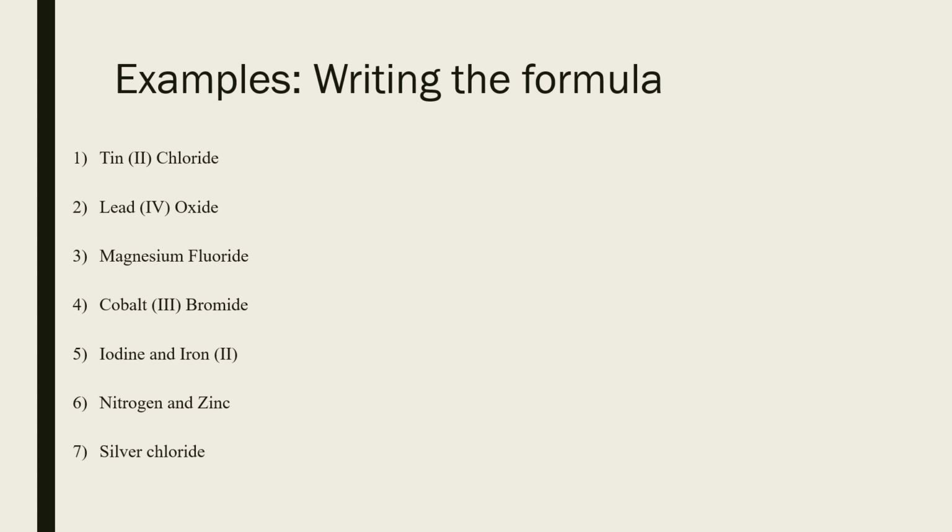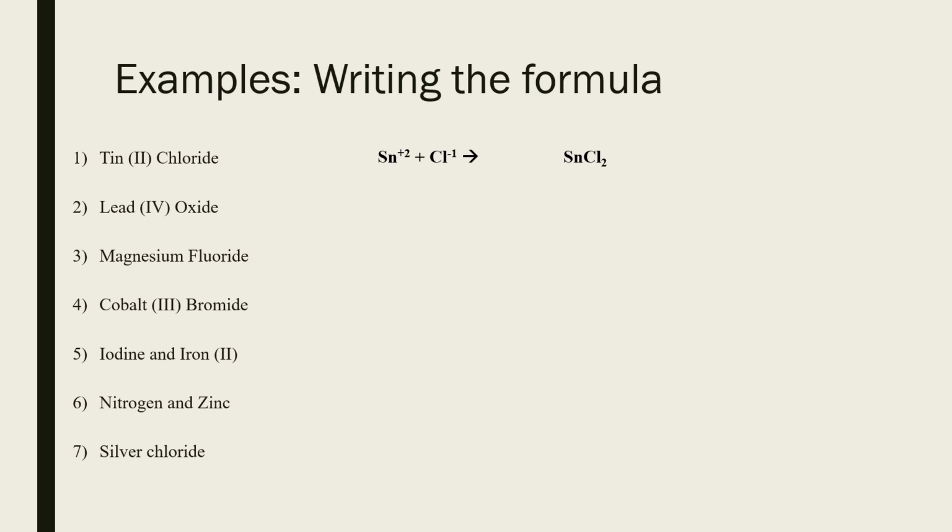So the first one we have is tin 2 chloride. The Roman numeral 2 represents the charge on tin. So that's why it's Sn plus 2. Chloride is still chlorine with a charge of -1, so that charge doesn't change. So now we're just going to drop and swap, and I get SnCl2. Again, this tells us we need 2 chlorines for every 1 tin.